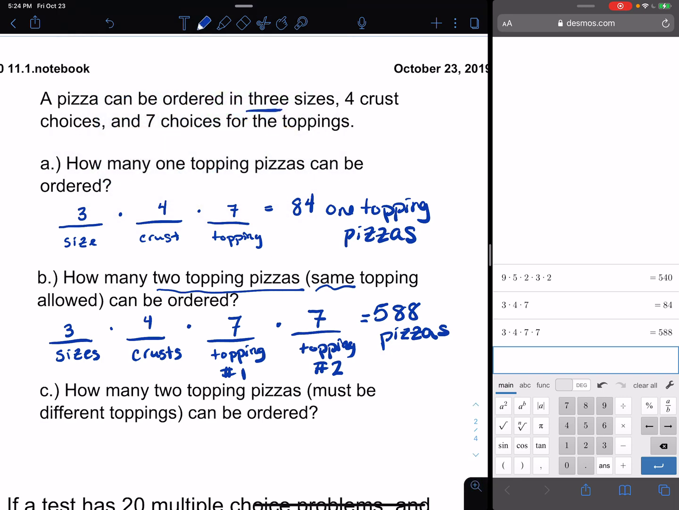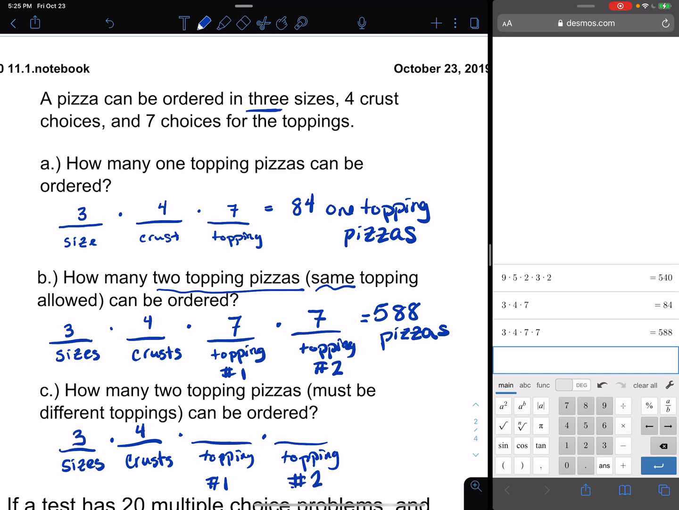So now let's look at part C. They're asking us how many 2-topping pizzas, where they must be different toppings, can be ordered. So if I think about this, I still have to choose one of the 3 sizes, and I still have to choose one of the 4 crusts. Then, like before, I have my first topping, and then I'm going to have my second topping. So for that first topping, there are still 7 options. I can pick whatever topping I want.